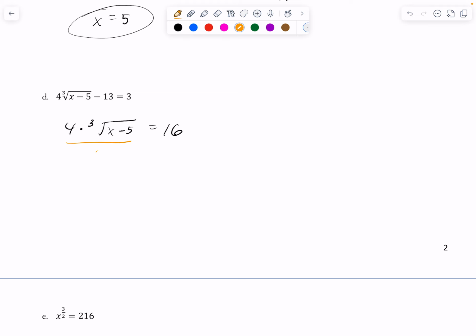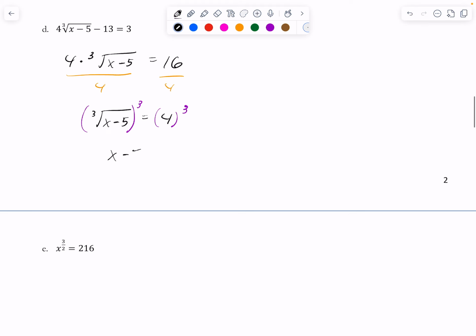Then I'll divide both sides by that 4, which will give me the cube root of x minus 5 equals 4. I want to get rid of this cube root by raising both sides to the 3rd power. So this will be x minus 5 equals 4 cubed, which is 64. So adding that 5 over gives me x equals 69.